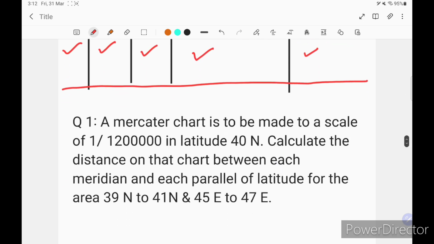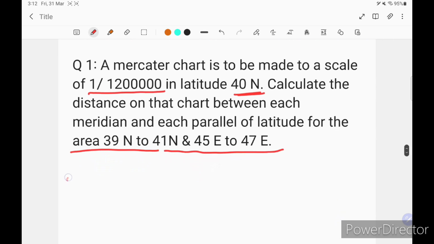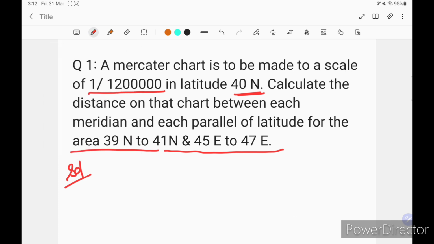Our first question: a Mercator chart is to be made to a natural scale given in the question, in latitude 40 degree north. Calculate the distance on that chart between each meridian and each parallel of latitude for the area 39 north to 41 north and 45 degree east to 47 degree east. This is a very important question. It comes many times in the examinations. So let's solve this question, and you will get 25 marks.